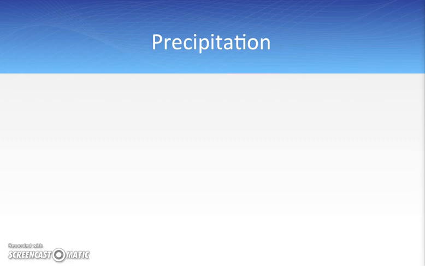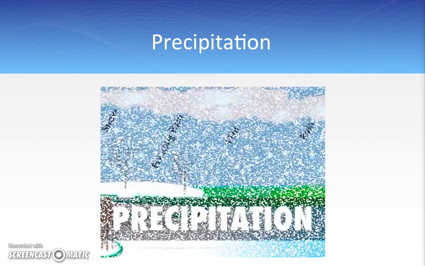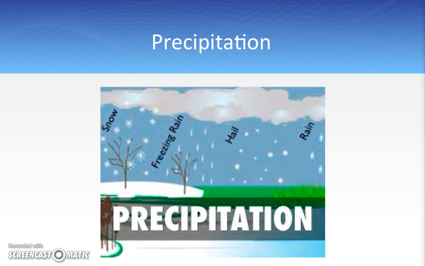So the next step in the water cycle is precipitation. There are 4 forms of precipitation. You can see it outlined in the photo on the slide. The first one's snow, the second one's freezing rain, the third one's hail, and lastly we just have rain.